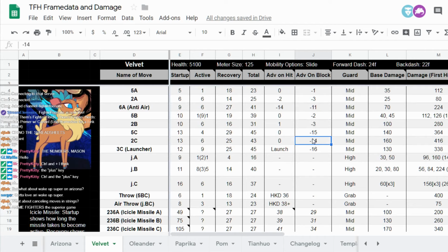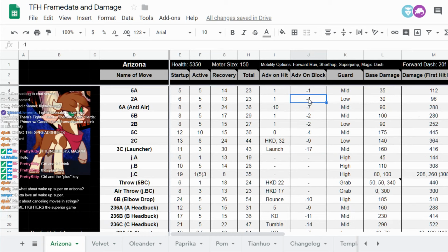But then you get to the C normals, and you see that they're like minus 15, minus 14, and launcher is minus 16. The further down the line you cancel in your string, the more unsafe you'll be when you eventually end your string. You can see that with Arizona too. Minus 1, minus 1, minus 2, minus 2. These are great values, by the way. She has really good frame data on her A's and B's. And then 5C is minus 4. Alright, your pressure would end there, technically, if you stop there.